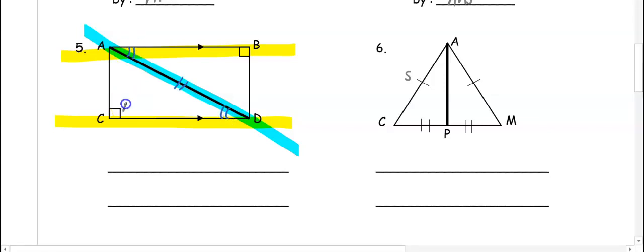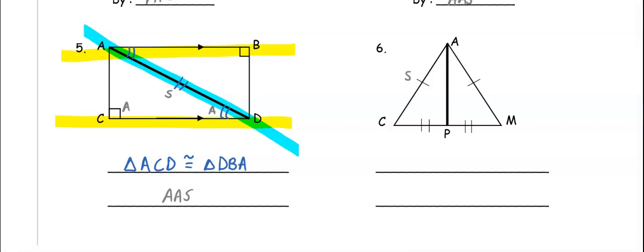So in this case, we would have angle, angle, side. So our method is angle, angle, side. When we go to name the triangles, we have triangle ACD is congruent to triangle DBA. Again, A and D are switching order in the shape because they're talking about different angles.